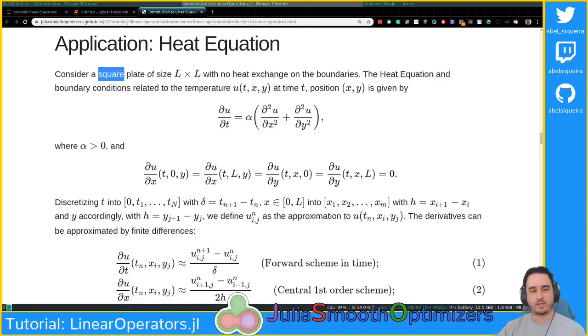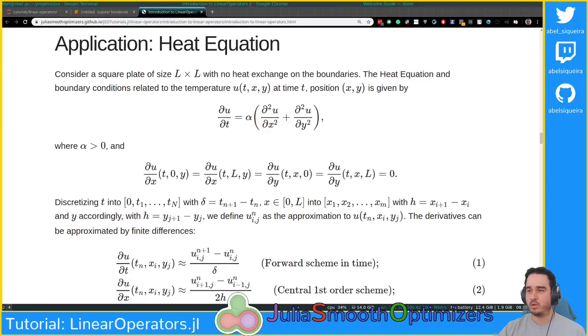I'm going to consider I have a square plate with size L times L, and there is no heat exchange on the boundaries. So the heat equation is given by this. The variation of the temperature in time can be defined as the Laplace operator at a specific point times the heat coefficient alpha. And the no heat exchange on the boundaries is defined by these derivatives in x and y at the boundary being equal to 0. Okay?